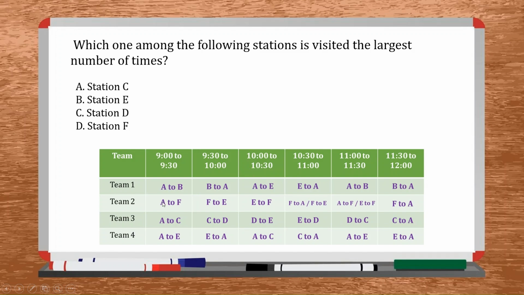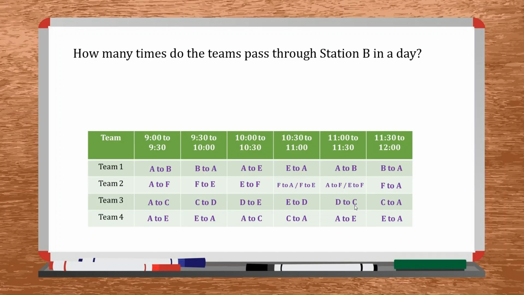Station F is being visited by team 2 at least 2 times and at max 3 times. Hence, we can easily see that station E is being visited the largest number of times, which is at least 4. So option B is the correct answer.